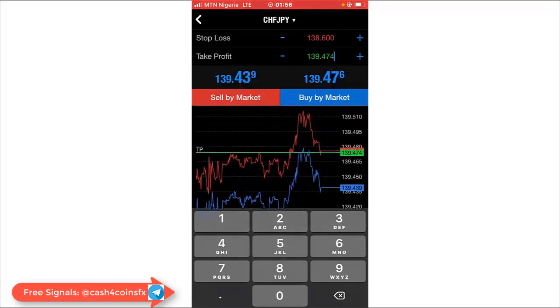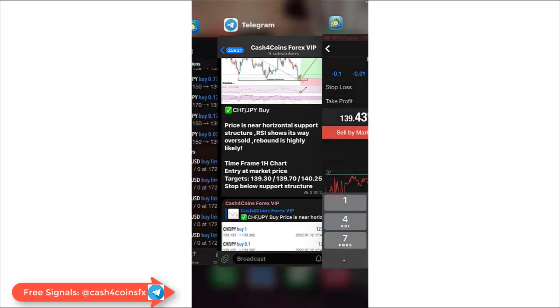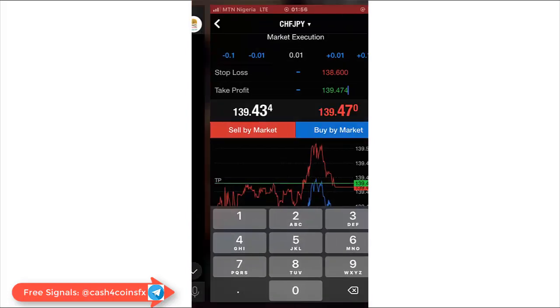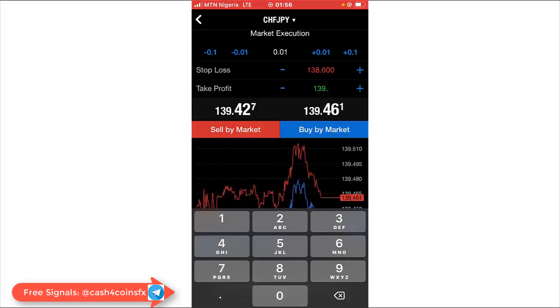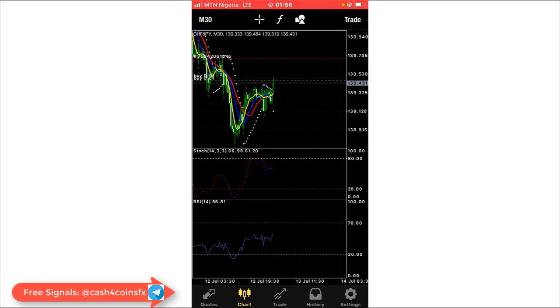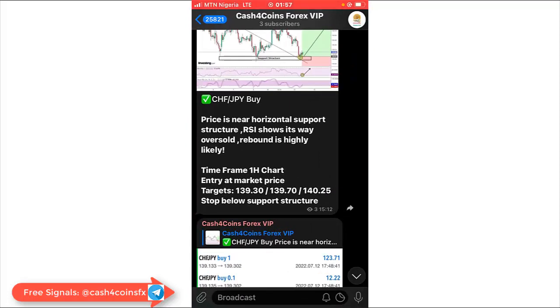Let's put it as the second TP, 139.7. Then we click on buy. So this method is adding TP and stop loss at the point of market execution. Because if you look at the signal, it says we should enter at market price. That's entry at market price.